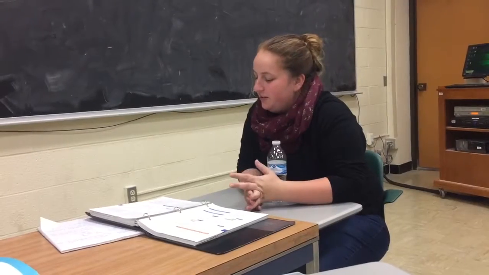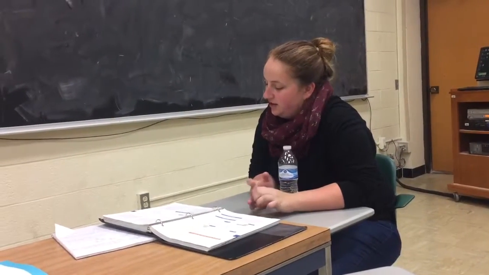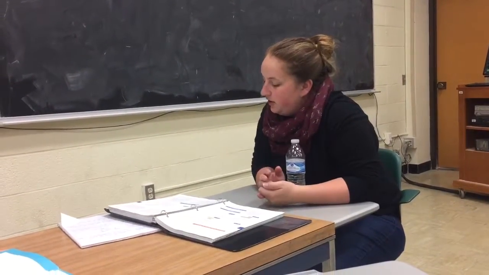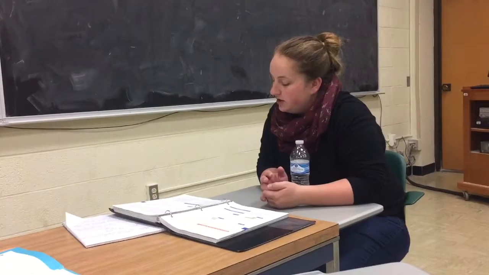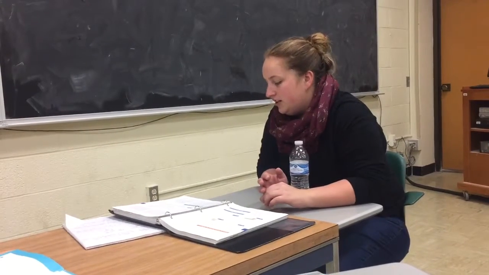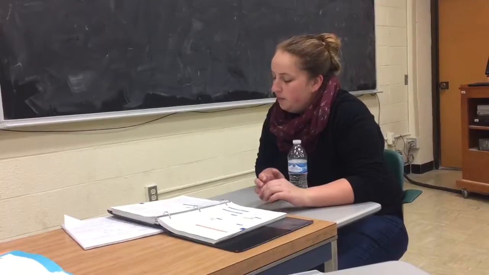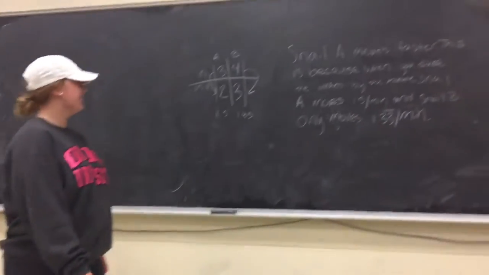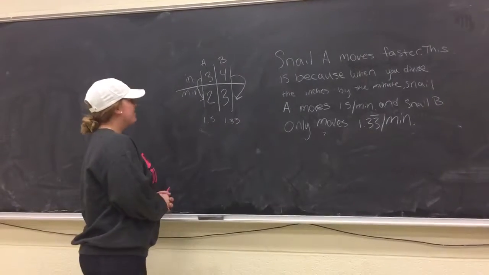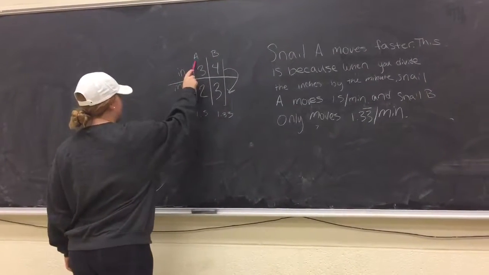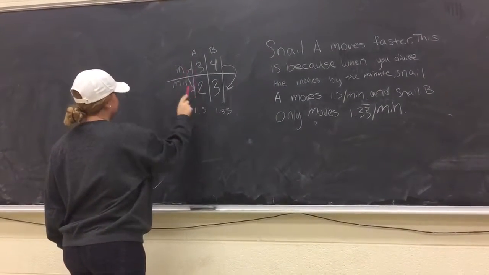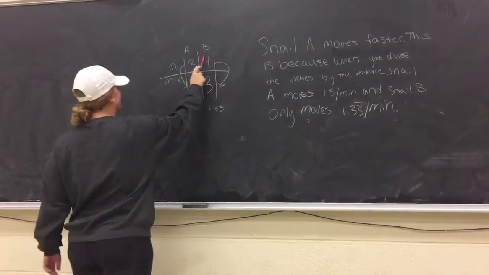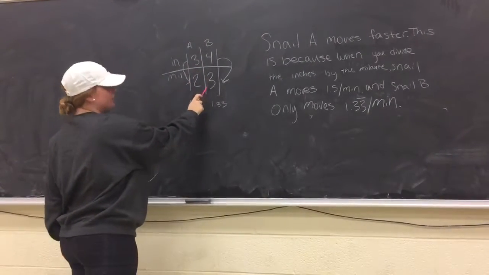Use ratio tables to determine in 2 ways which of the next 2 snails is moving faster. Explain your reasoning clearly in your own words. Snail A moves 3 inches every 2 minutes, and snail B moves 4 inches every 3 minutes. So, we determined that in our ratio table, snail A moves 3 inches in 2 minutes, and snail B moves 4 inches in 3 minutes.